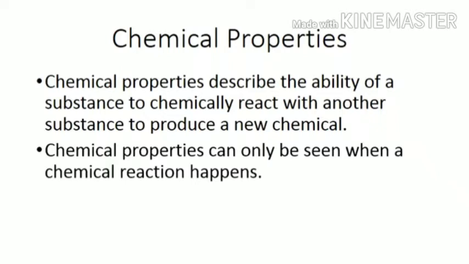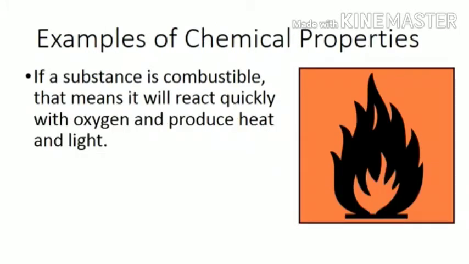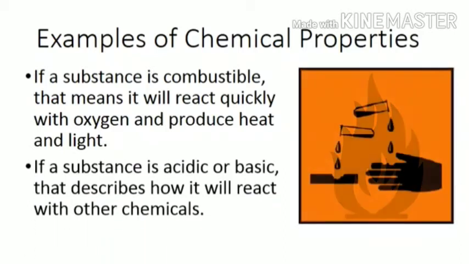And chemical reaction is not a new term for us because we have discussed the different chemical reactions in the chapter metals and non-metals. Now let us discuss a few examples of chemical property. If a substance is combustible, that means it will react quickly with oxygen and produce heat and light. If a substance is acidic or basic, that also describes how it will react with other chemicals.